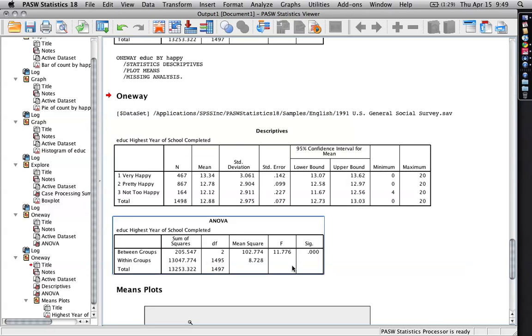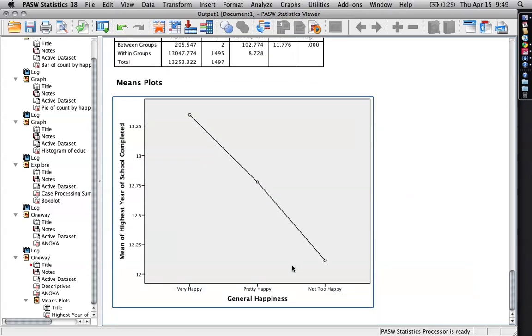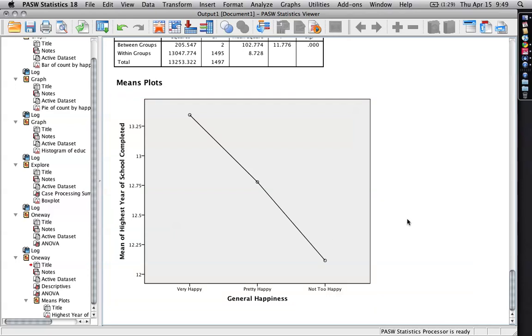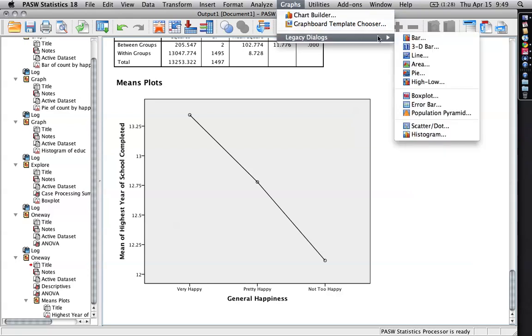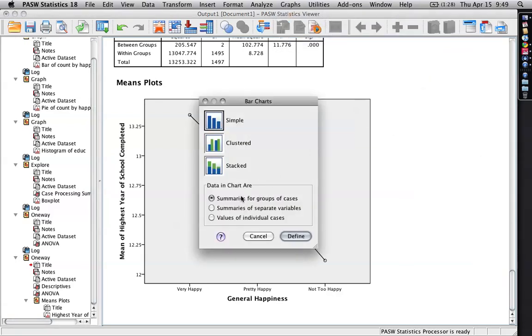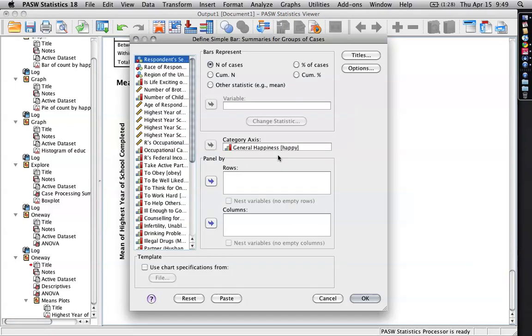Here's the same table that we had earlier, and here's a means plot, which actually makes it look like it's an enormous difference, which it isn't really. In fact, I'm going to back up, and I'm going to do another graph to look at the difference. I'm going to do a bar chart to show the mean. I'm just going to do the default.